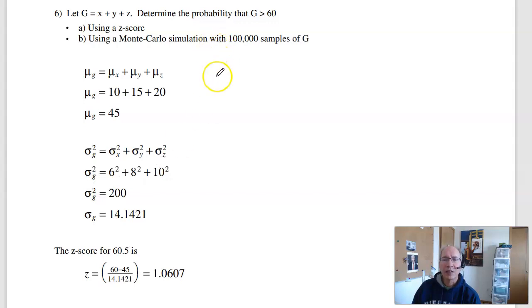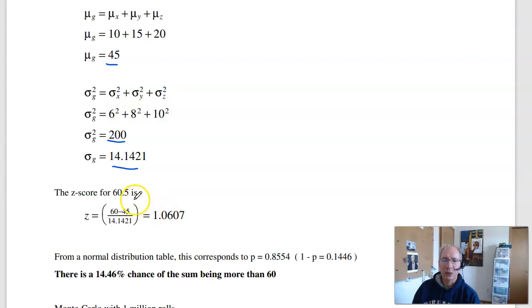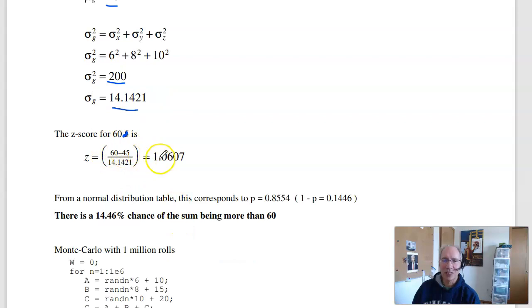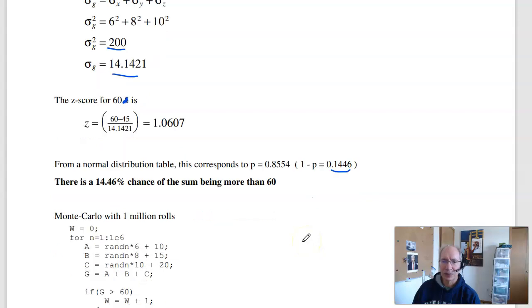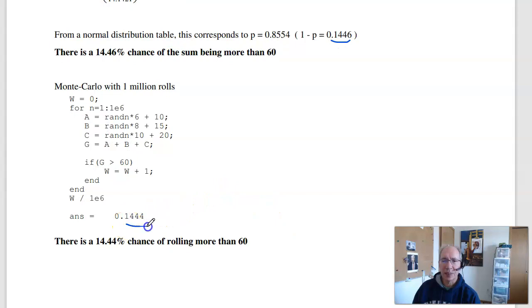Number 6, if I add 3 normal distributions, normal plus normal is normal. The means add, so the mean becomes 45. The variances add. Variance is 200. Take the square root, I get 14. The z-score for 60, these 0.5s keep sneaking in. Z-score for 60 is 1.06. Using a normal table, that corresponds to an area of 85%, or 1 minus that, 14%. So 14% chance the sum will be bigger than 60. Check that with Monte Carlo, I get the same answer, 14%.